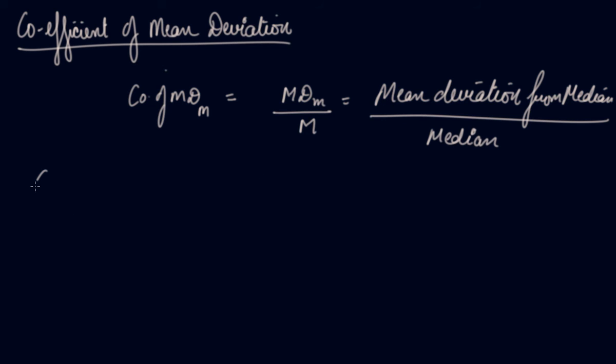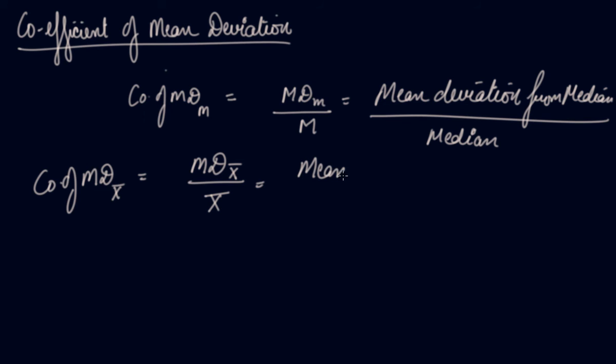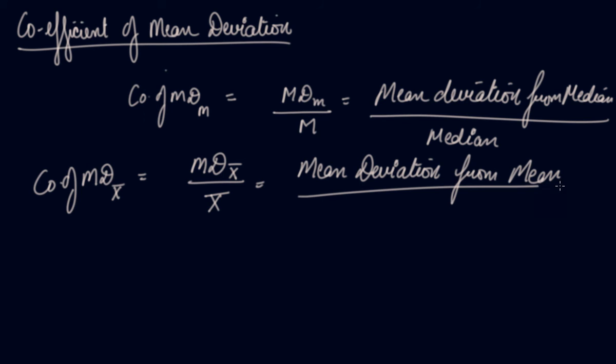Now if we have to find out the coefficient of mean deviation from mean, so find out mean deviation from mean divided by mean. So first you have to find out the mean, then you have to find out the mean deviation from mean, and then you will divide it by mean.